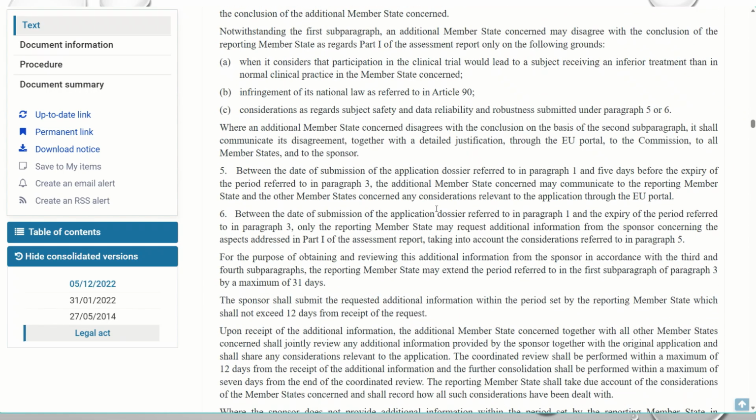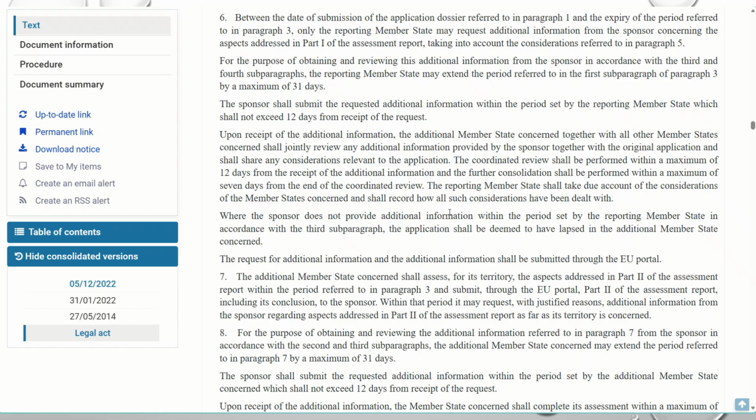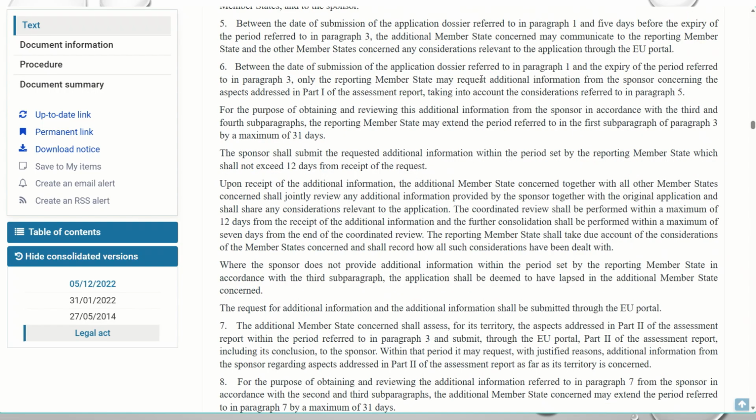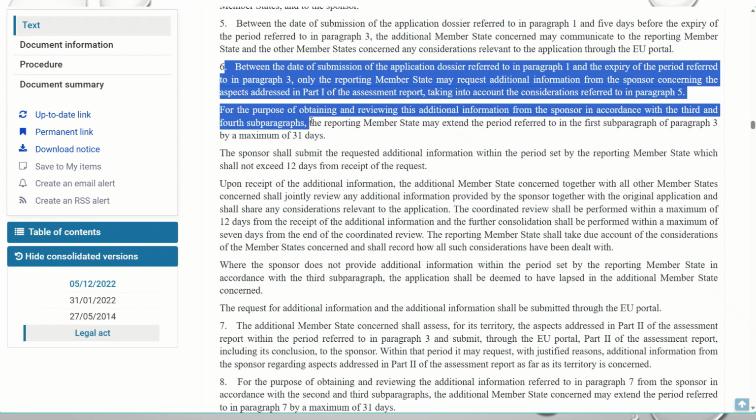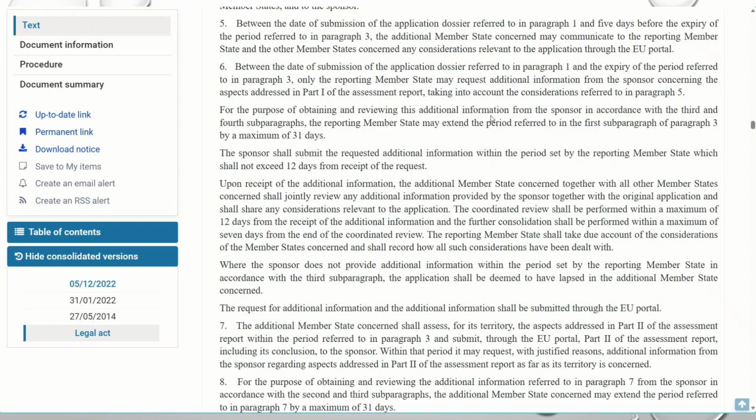Now, when the additional member state is reviewing, they're reviewing the Part 1 assessment documents, and they're also reviewing their Part 2 documents. So they have two sets of periods, if you like, where they can request further information. The part that they can request via the reporting member state is if they require additional information for Part 1 documents. This is number 6 of Article 14, here it is here. They've got a maximum of 31 days set aside for this. So this only relates to Part 1.